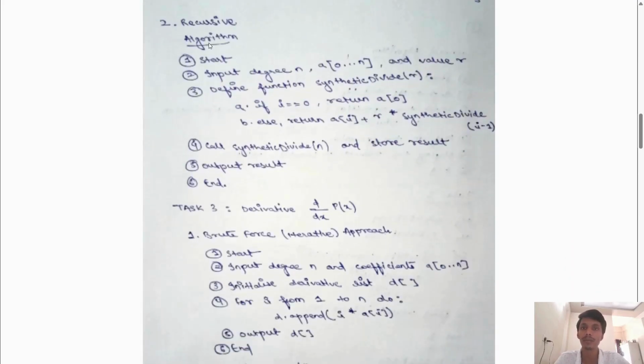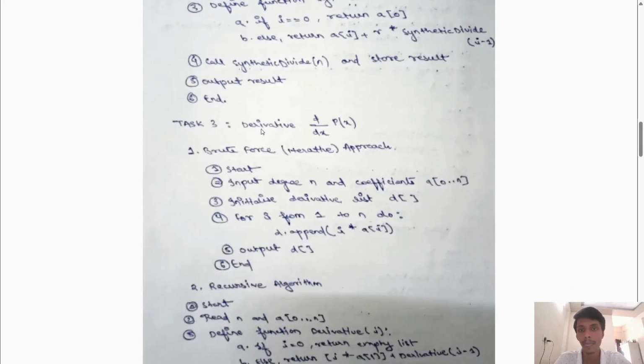The recursive method of dividing a polynomial is that we can use the synthetic divide technique. In this, we recursively call synthetic divide for the lesser term and then return it to its call. The time complexity of this algorithm is big O of n, since every term just gets called once.